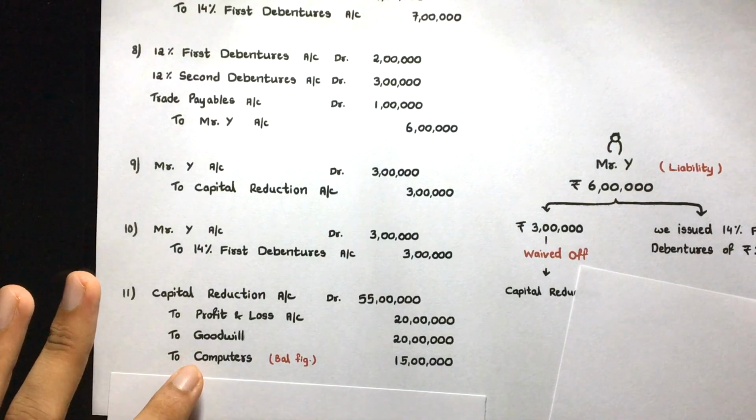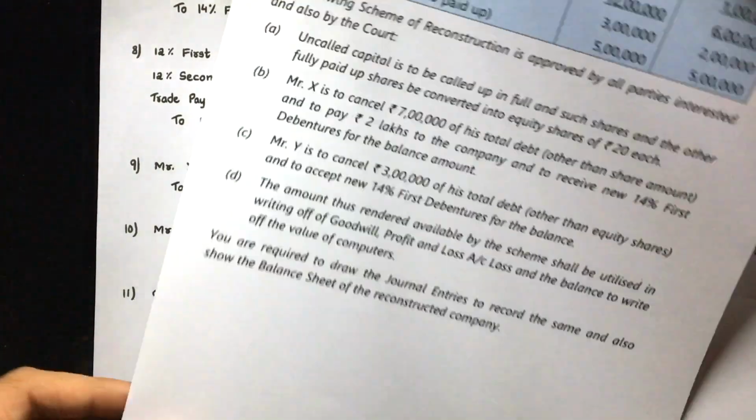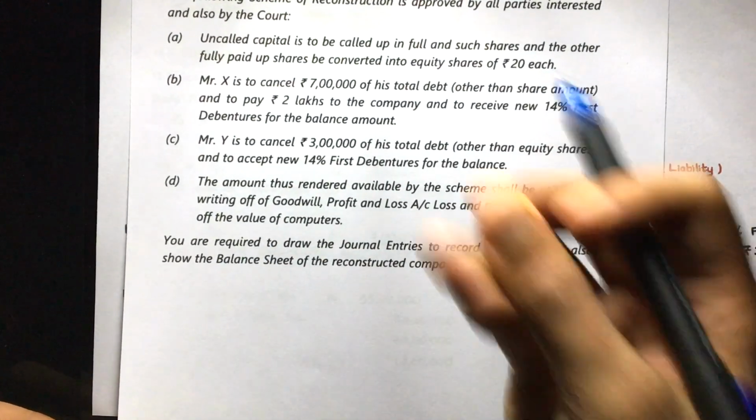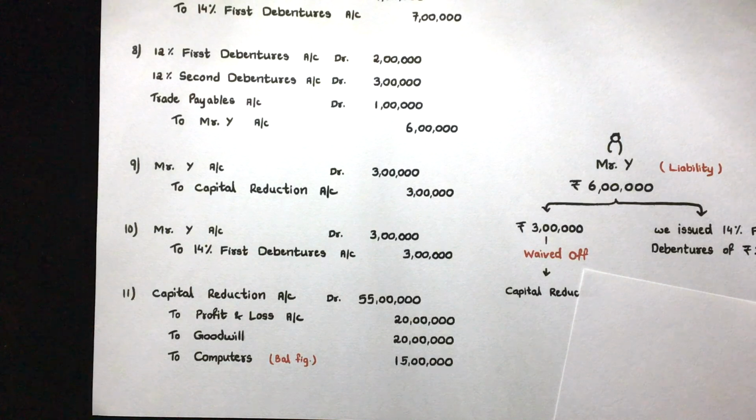Okay. So see, to computers, 15 lakhs. It is a balancing figure you have to take, because the question said the balance you have to use to write off the computers. Whatever is left, that much we can write off. Is it clear? Simple and straightforward, right? You understood these journal entries, how we pass them.